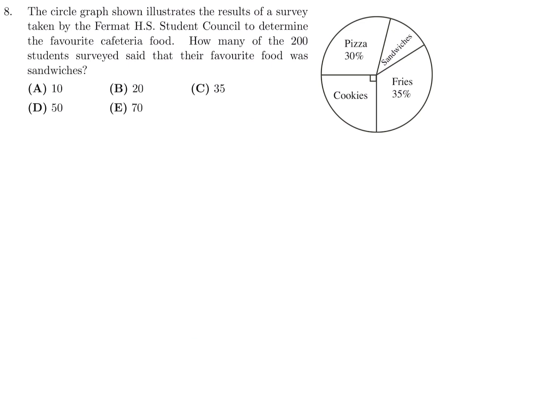The circle graph shown illustrates the results of a survey taken by the Fermat High School Student Council to determine the favorite cafeteria food. How many of the 200 students surveyed said that their favorite food was sandwiches? Well, pizza is 30% of the students, and there's 200 students, right? So 30% of 200 is 60.